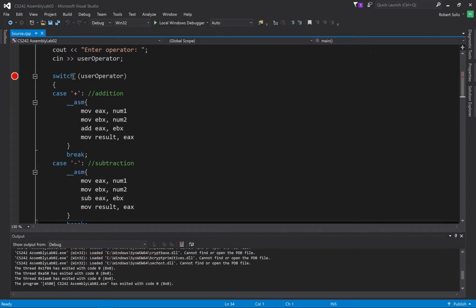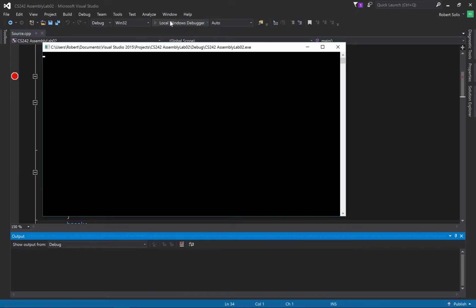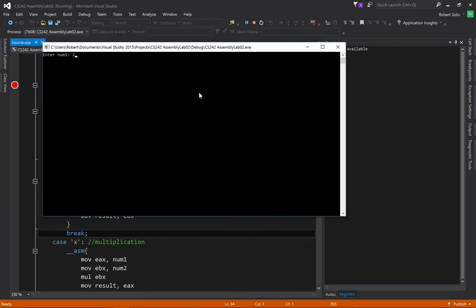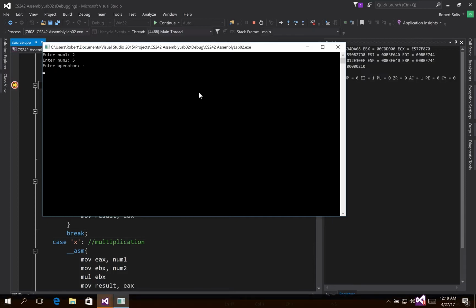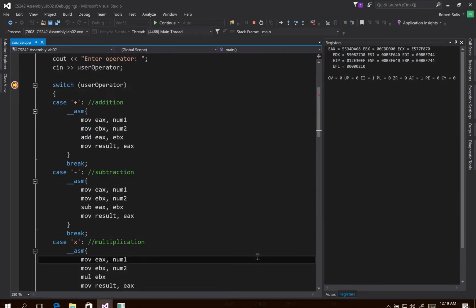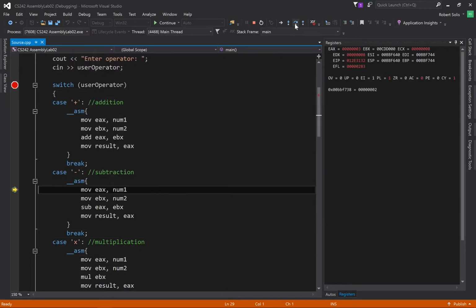Okay, so pretty easy. Let's run this program again. We did 5 minus 2. What about 2 minus 5? What happens there? So the answer, of course, is negative 3, but let's see what happens when I'm running this program over here.